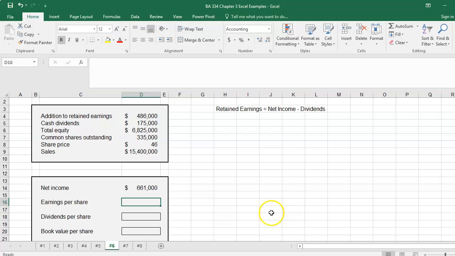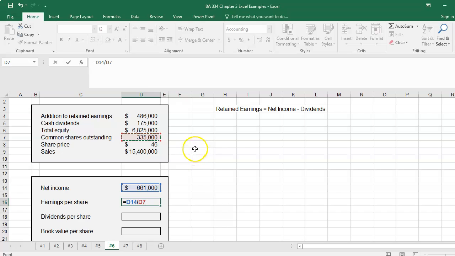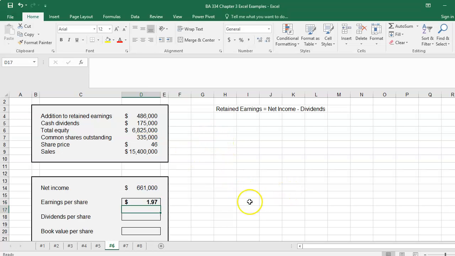Earnings per share, or EPS, is calculated by taking the net income divided by the number of shares outstanding. We have our net income here divided by the number of common shares outstanding. That gives us an EPS, or earnings per share, of $1.97 per share. So that's the amount of net income per share outstanding.